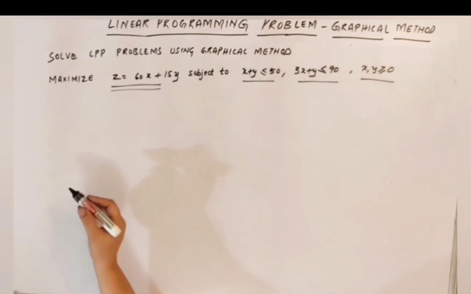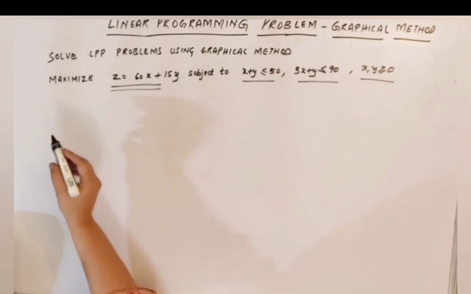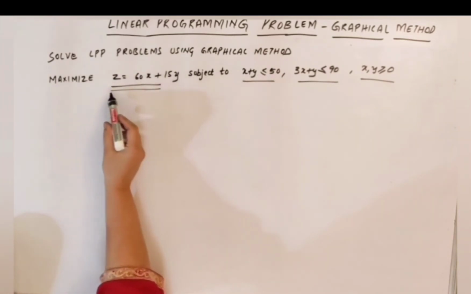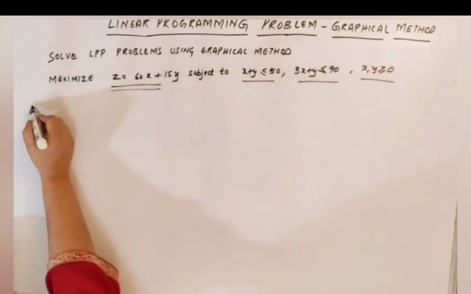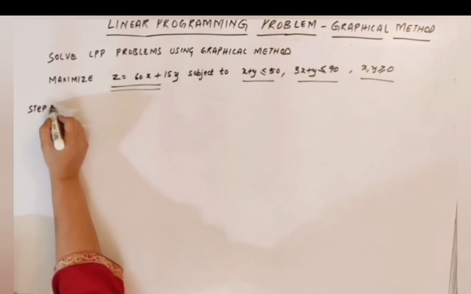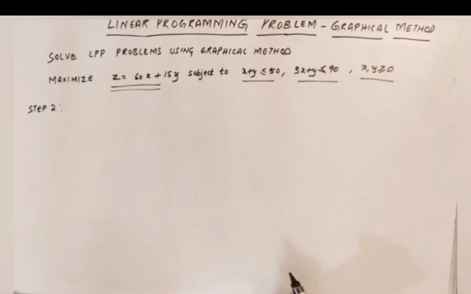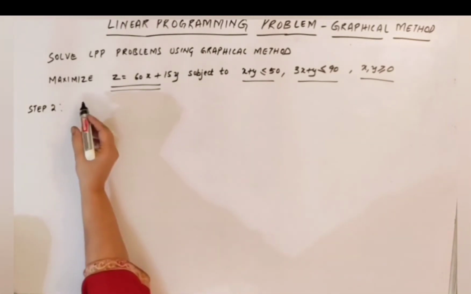Now using this, we are going to plot a graph. So step 1 is already done. Step 1 is to actually get the objective function and constraints. Now what is step 2? Step 2 is to get the points, because if we have to plot a graph, we need the points and lines.